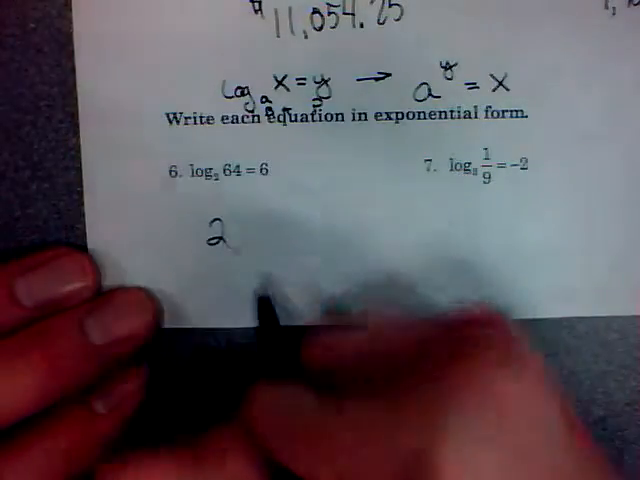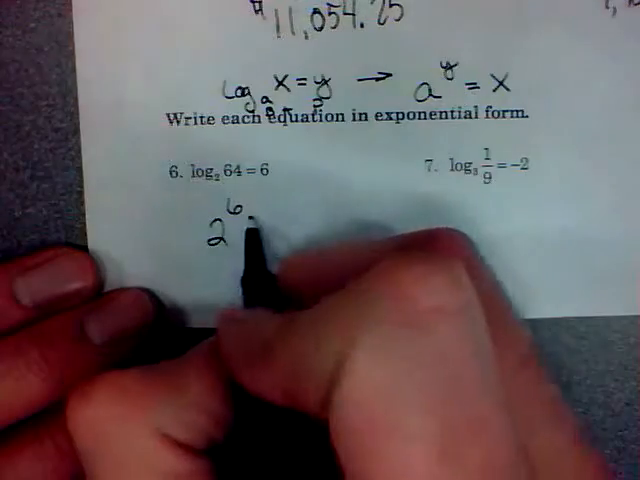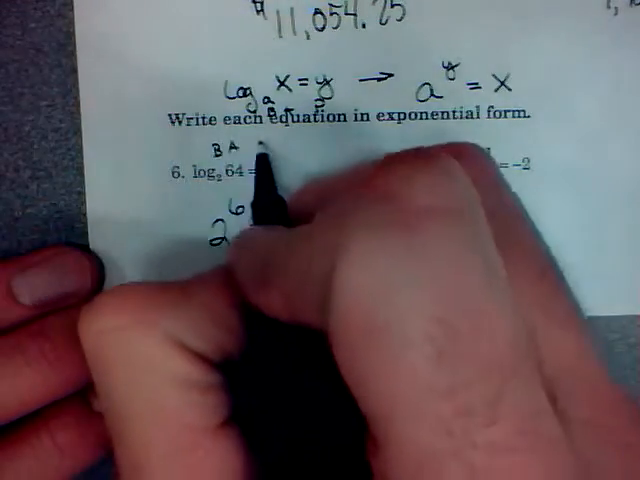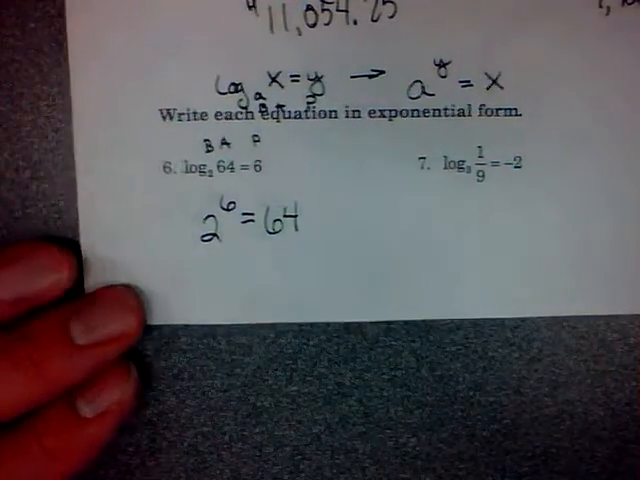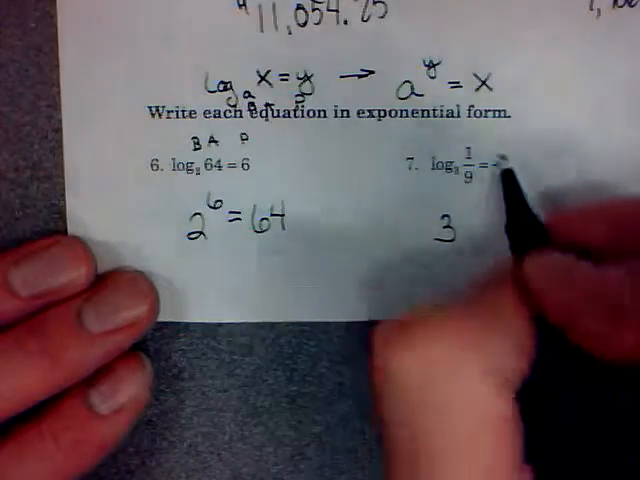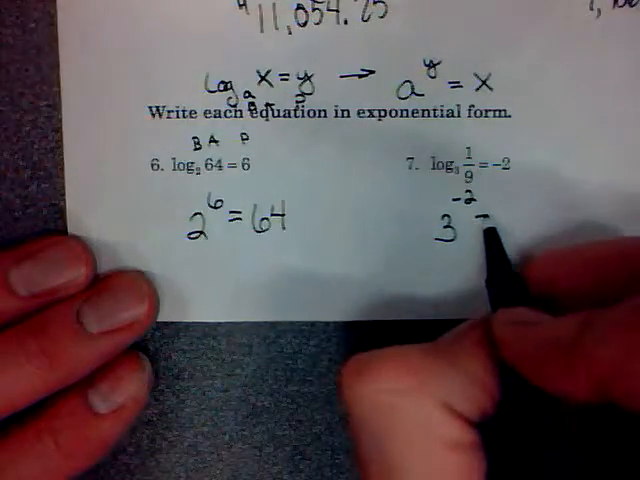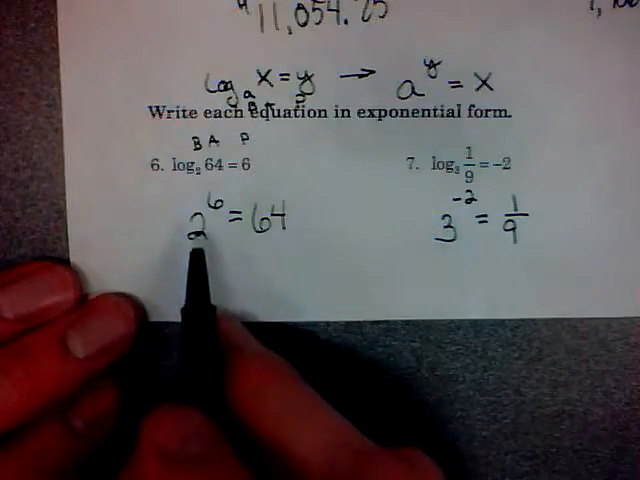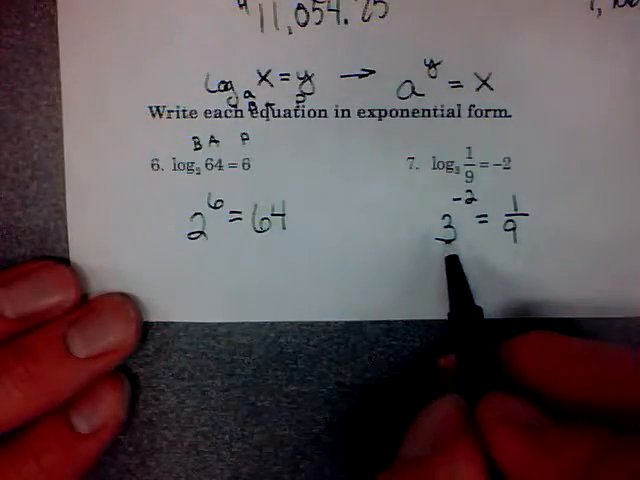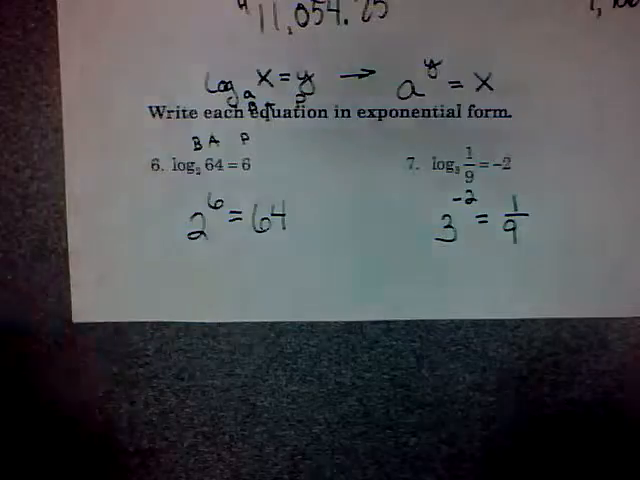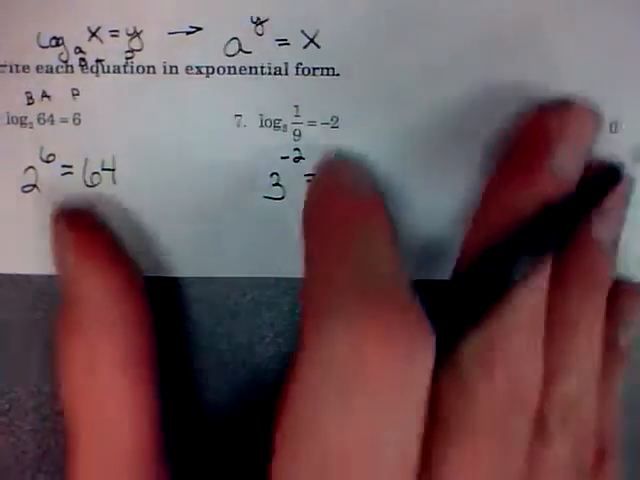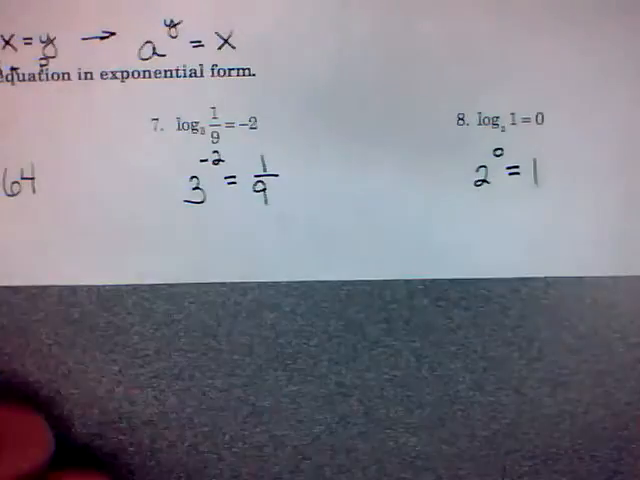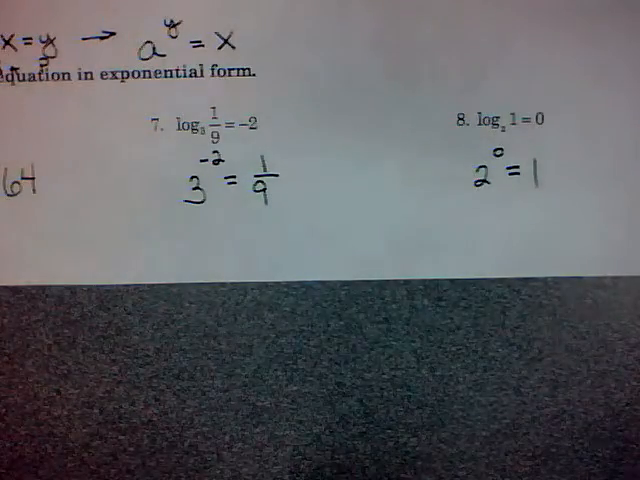So this is 2 to the power of 6 equals 64. Again, this is base, answer, power. On this one, this is 3 to the negative 2 power equals 1/9. Okay? And these expressions should make sense. 2 to the 6th power, that's 64. 3 to the negative 2nd power is 1/9. On the last one here, this is 2 to the 0 power equals 1. And 2 to the 0 power is 1.